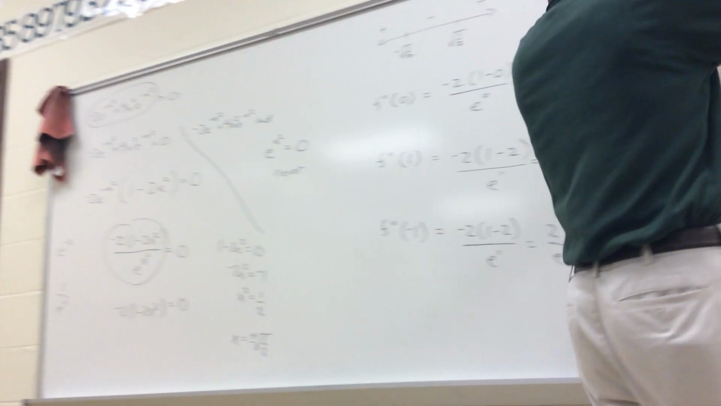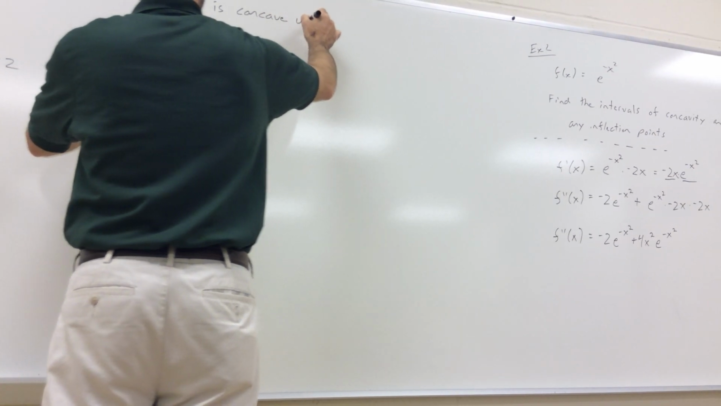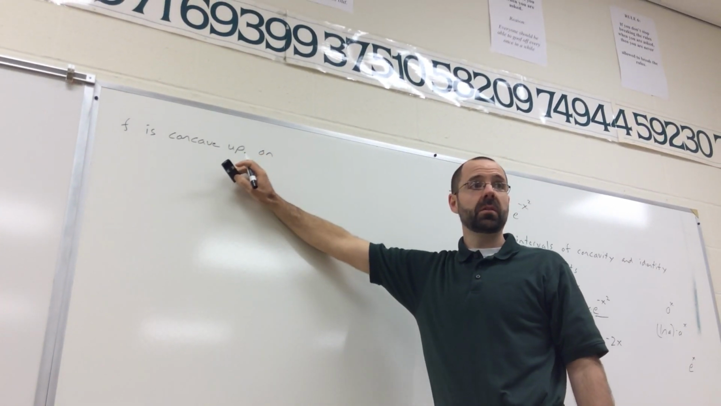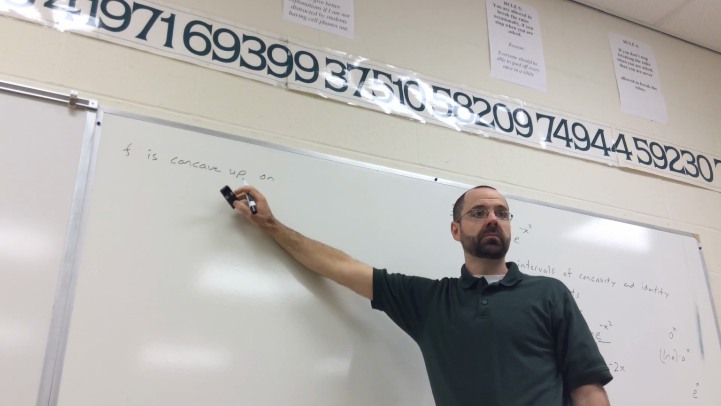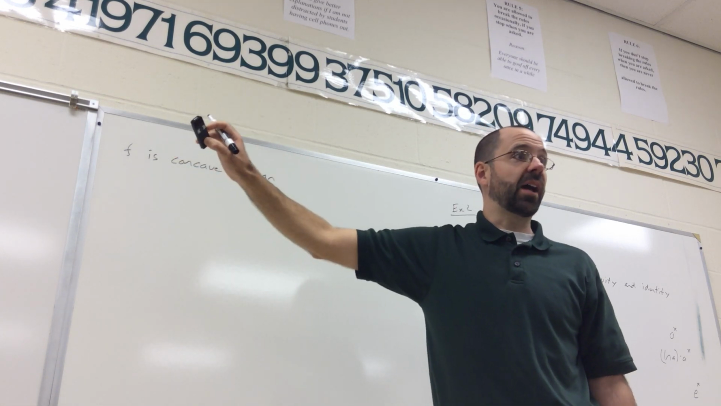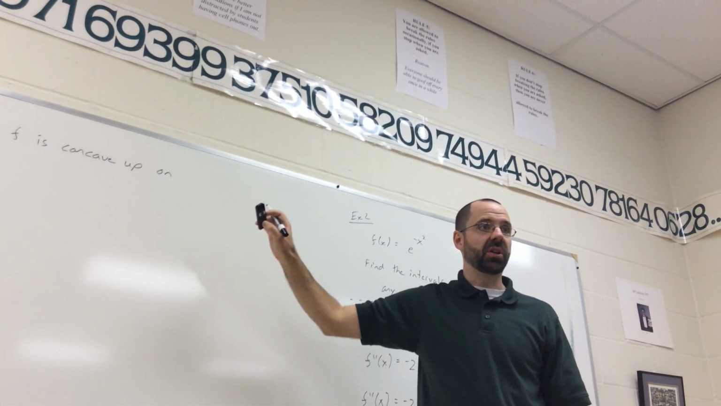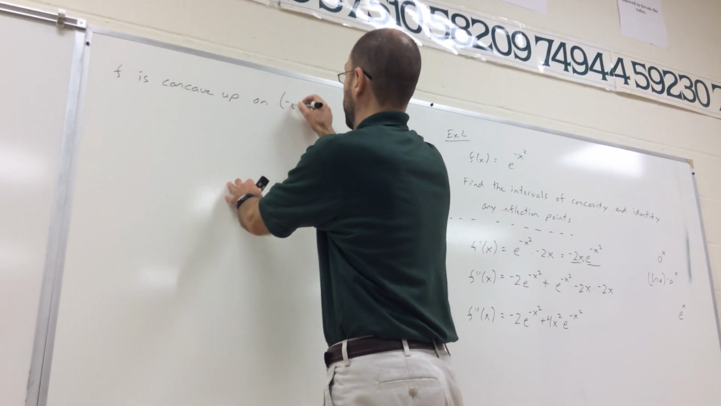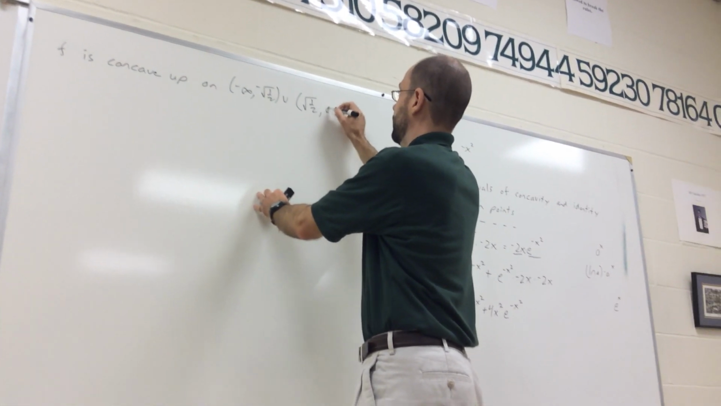Okay, so the original f is concave up on what intervals? Negative infinity to negative square root of a half, and then also positive square root of a half to infinity. Everybody okay with that? So negative infinity to negative square root of a half, union square root of a half to infinity.